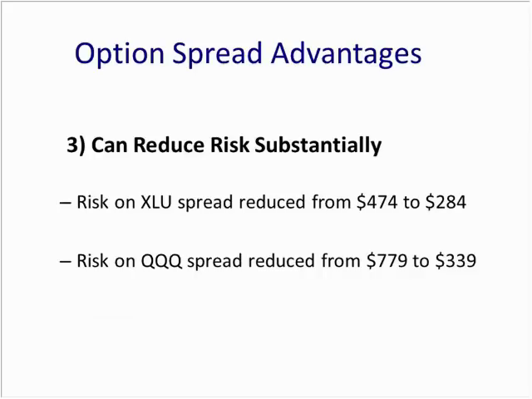And the third advantage is it can reduce your dollar risk, and we saw in the example of XLU, it decreased our dollar risk from $474 to $284, and it reduced the risk on the QQQ spread from $779 to $339.